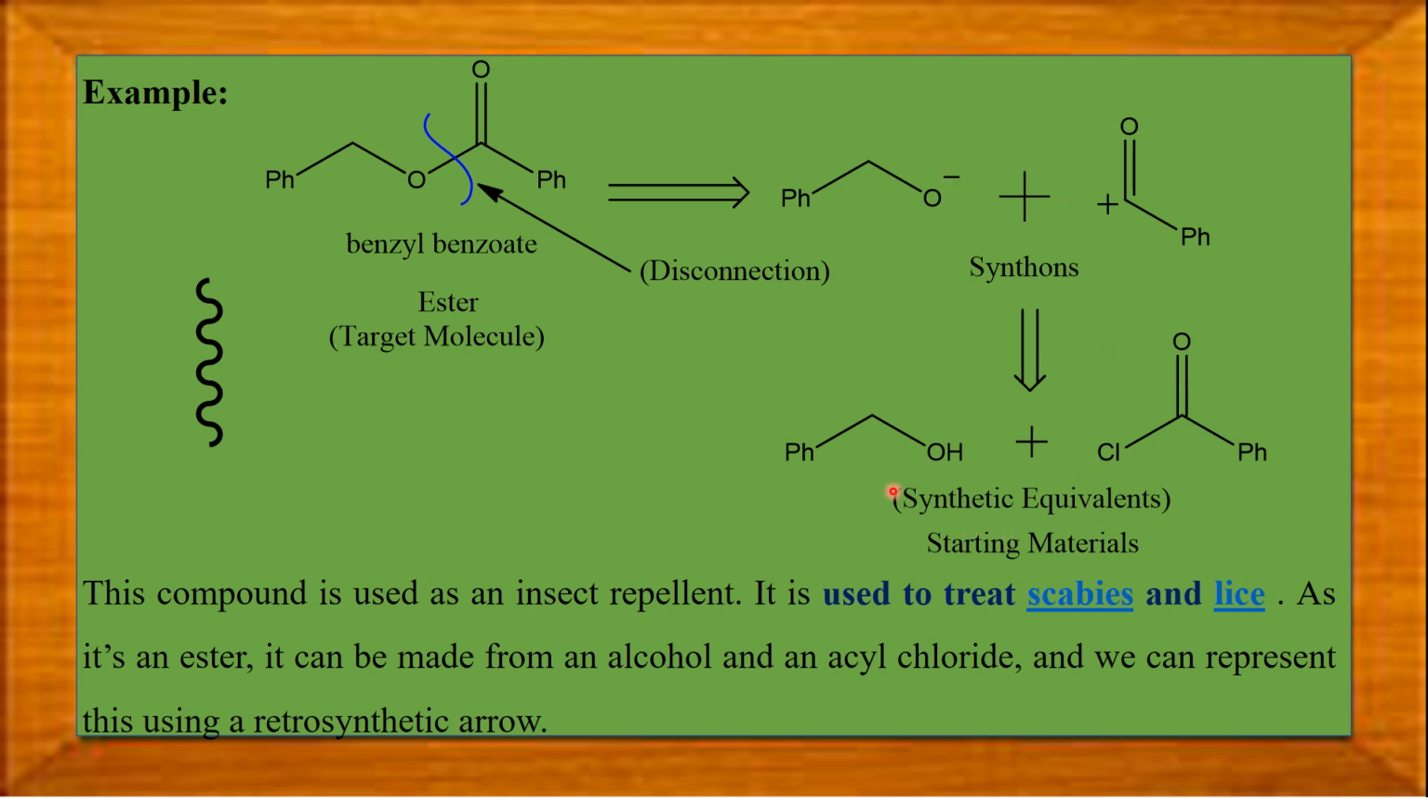Now you can prepare this target molecule benzyl benzoate, an ester, from these two molecules, alcohol and acyl halide. So this is an example for retrosynthetic analysis, and you can try to write retrosynthetic reactions for as many target molecules as possible. Thank you.